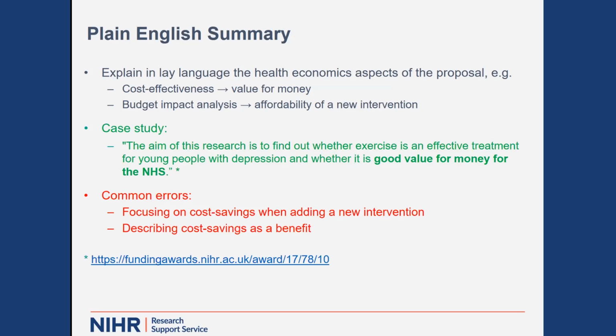Now, people commonly try and talk about cost savings when they're talking about new interventions. A new intervention doesn't have to be cost saving to be cost effective, and it may well not be cost saving. So don't confuse that. And also don't talk about cost savings as a benefit. We think about the costs and the benefits, in terms of outcomes and impact on patients, as two separate aspects. So those are the sorts of things that need to be covered in the plain English summary.